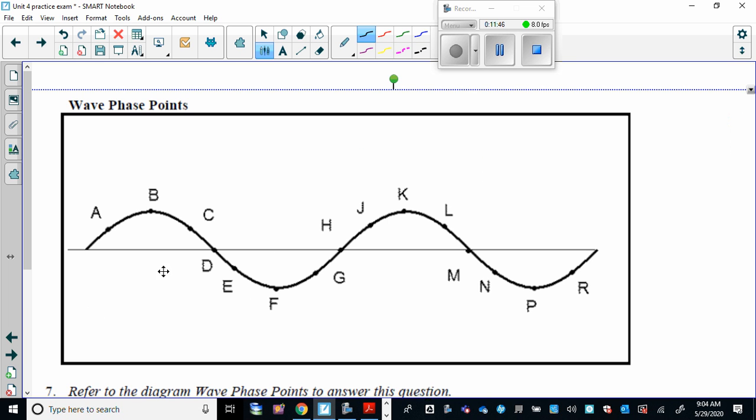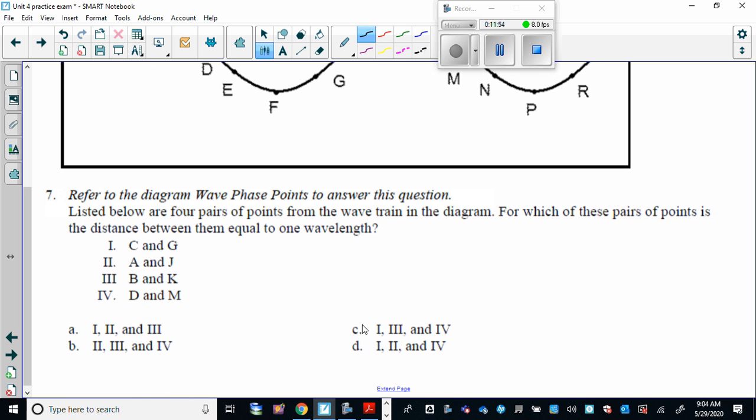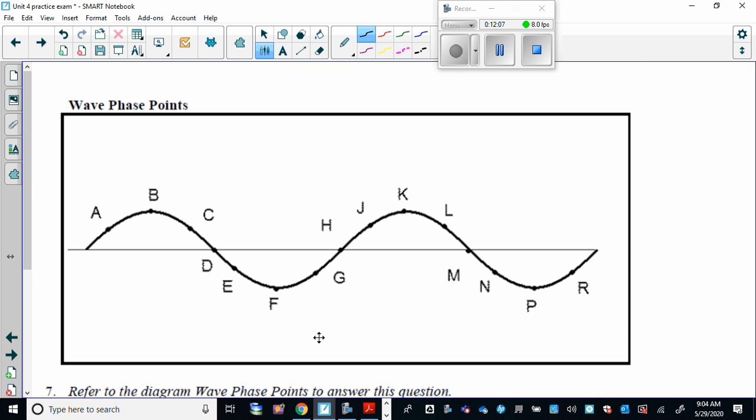All right, number 7, we've got wave phase points. So here's a wave. And the first question asks, so actually there's only one question because 8 is omitted. Listed below are 4 pairs of points on the wave train. For which of these pairs is the distance equal to 1 wavelength? So let's just review. The obvious 1 wavelength is here.